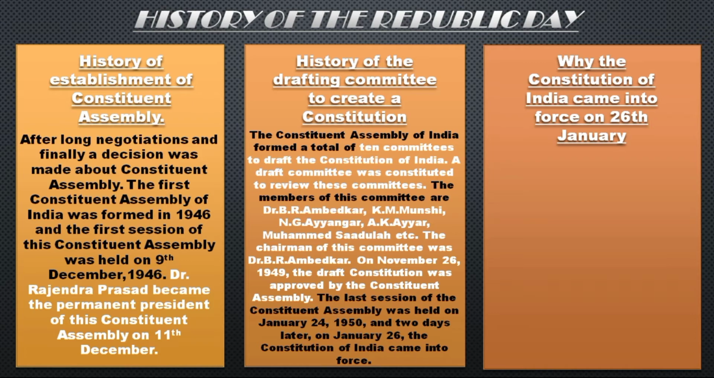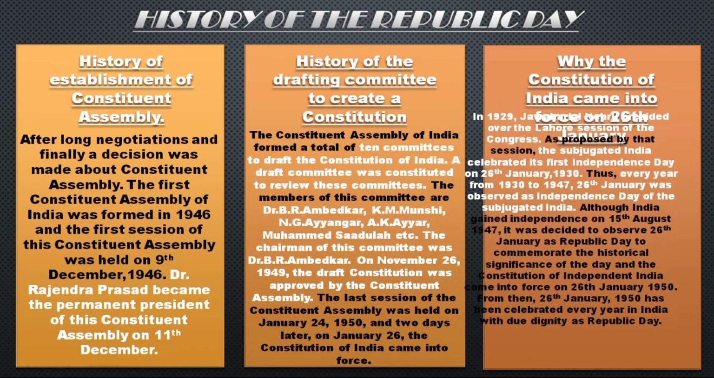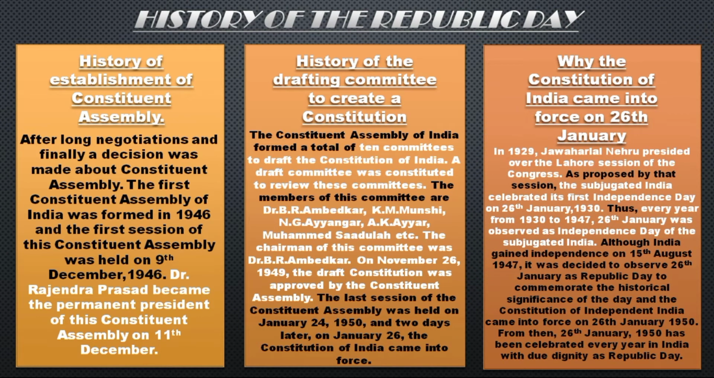Why did the Constitution of India come into force on 26th January? In 1929, Jawaharlal Nehru presided over the Lahore session of the Congress. As proposed by that session, the subjugated India celebrated its first Independence Day on 26th January 1930. Thus, every year from 1930 to 1947, 26th January was observed as the Independence Day of subjugated India.